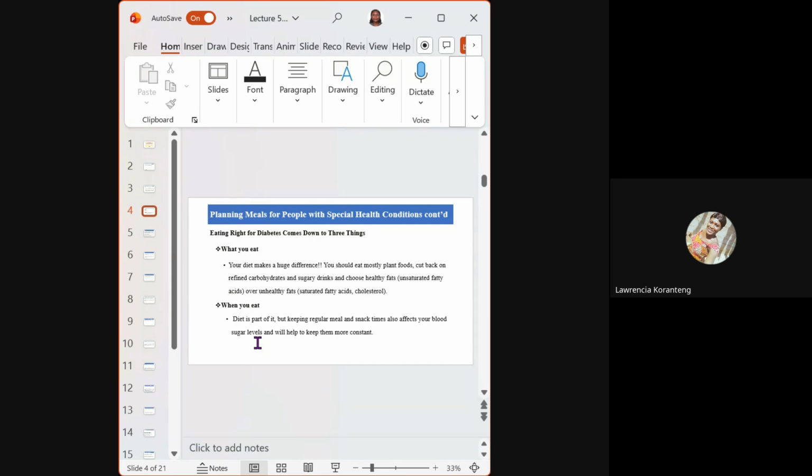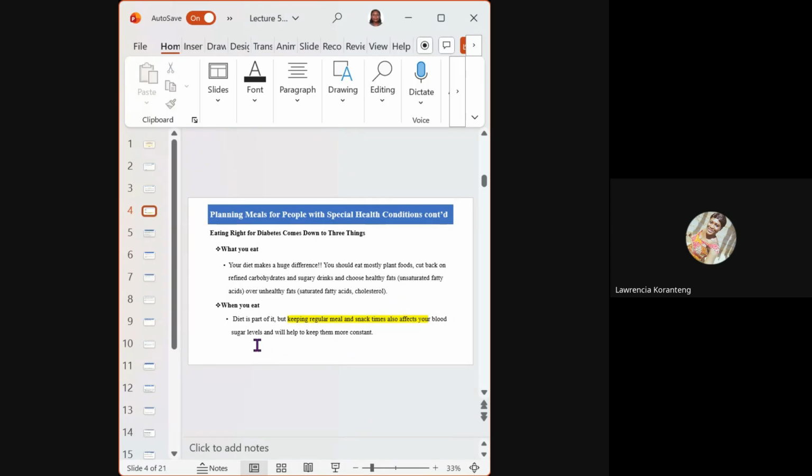Then when to eat. Some people are skipping meals. I don't want to eat at this time because of my diabetes. I eat once a day. That person will die faster. Diet is part, but keeping regular meals is important. So when to eat is regular time. We don't have a particular time. It should be regular, consistent.